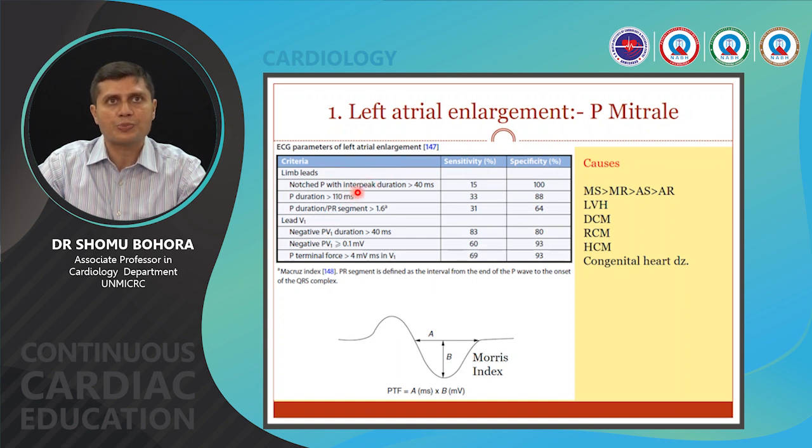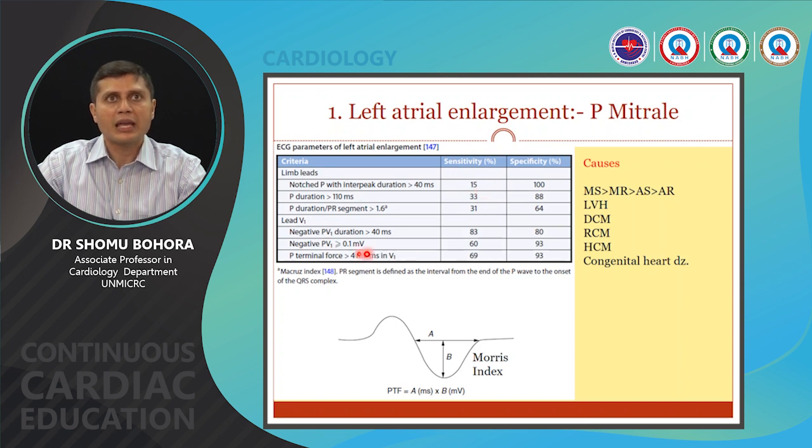So if you have a notched P wave with interpeak duration of more than 40 milliseconds, it is the most specific sign. P wave duration itself without a notch is less specific but more sensitive, and the P wave duration to PR segment ratio of more than 1.6 is also sensitive as compared to otherwise. However, the sensitivity doesn't cross more than 50%.